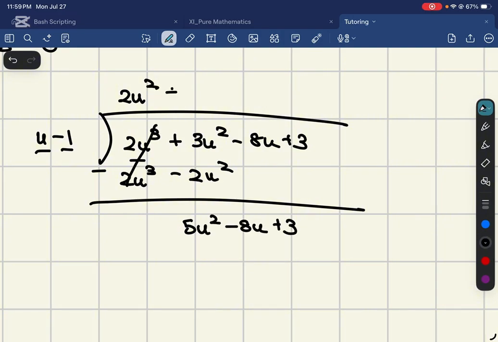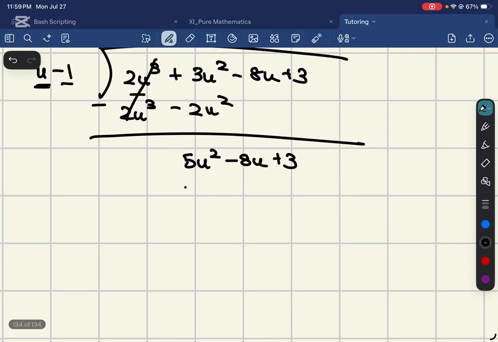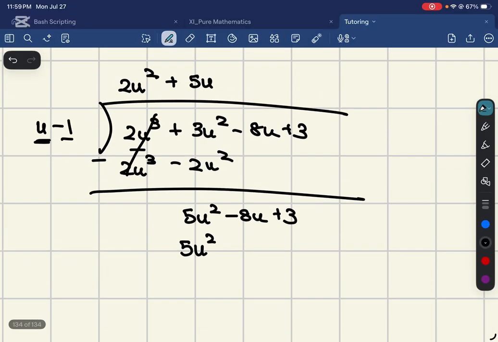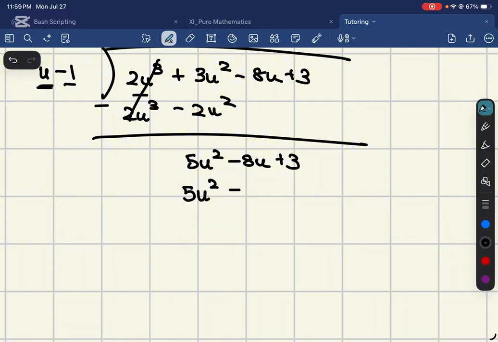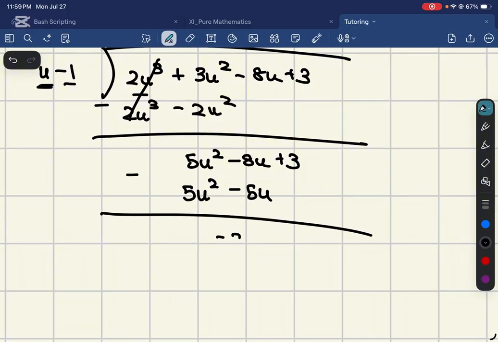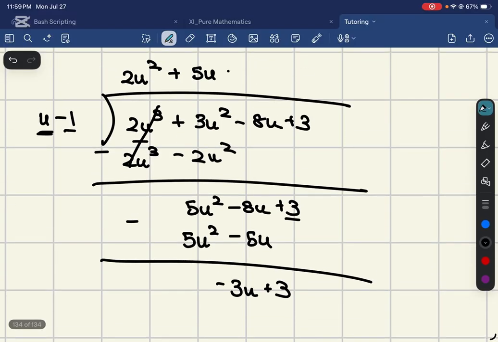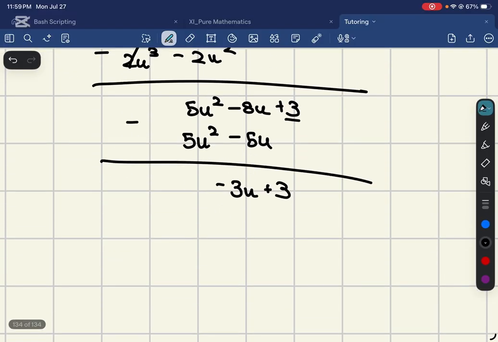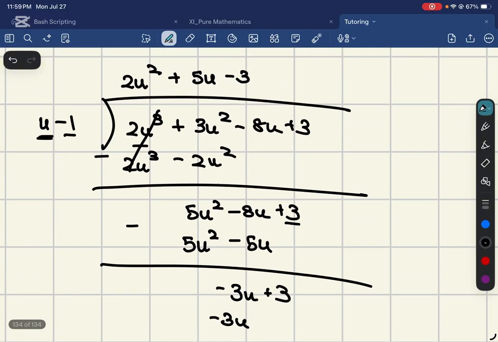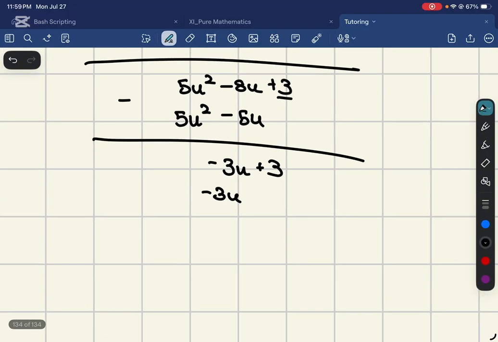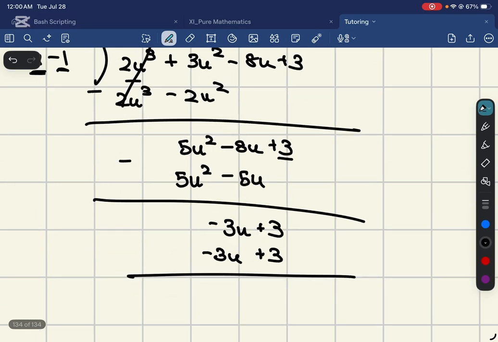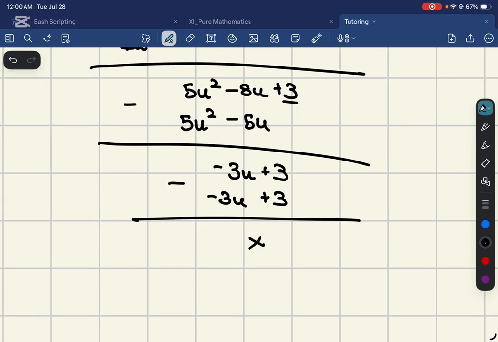Alright, so now I need to multiply by positive 5u with u to get 5u squared. And then I need to multiply 5u with negative 1, I get minus 5u. And now I can subtract, and I get minus 3u, and then this positive 3 drops down. Alright, and now finally, if I multiply u with negative 3, I get negative 3u, and if I multiply 3 with negative 1, I get positive 3. So I get this expression. If I subtract, I get 0.